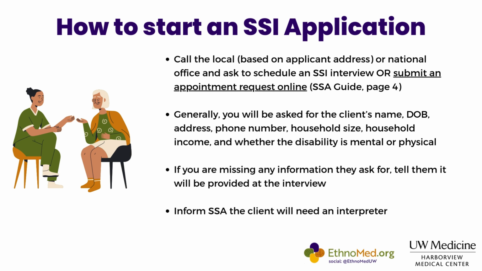If you're missing any information that is being asked for when you call, you can tell them that it will be provided at the time of the interview, which is usually a sufficient answer. This is also a good time to let the Social Security representative know that your client will need an interpreter for the interview. But if you forget to ask, the client can also inform the representative during the interview that they need an interpreter and one should be provided by phone.